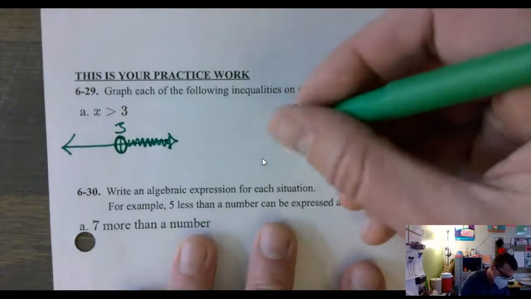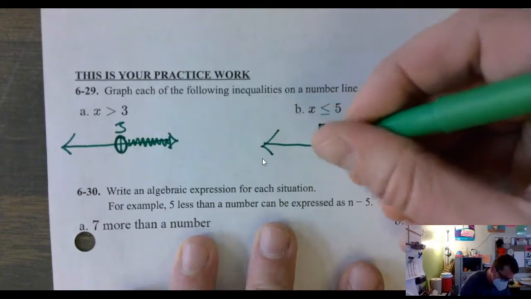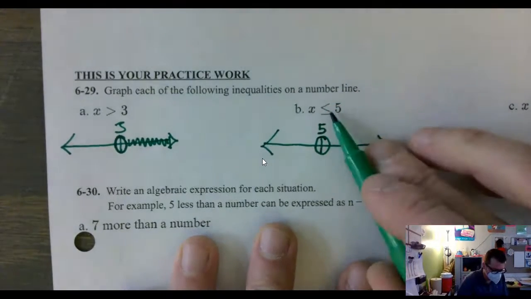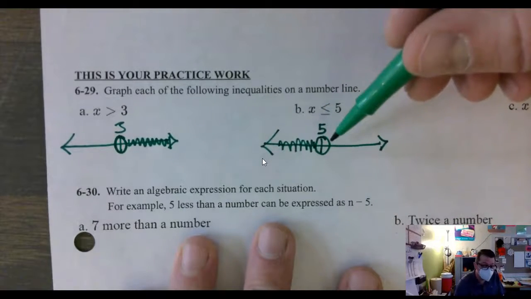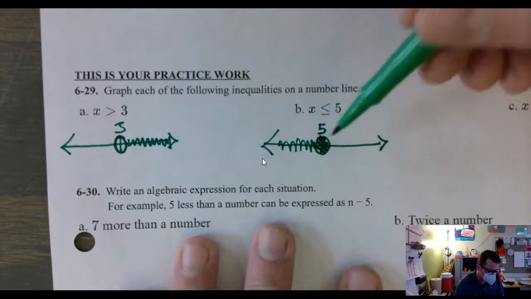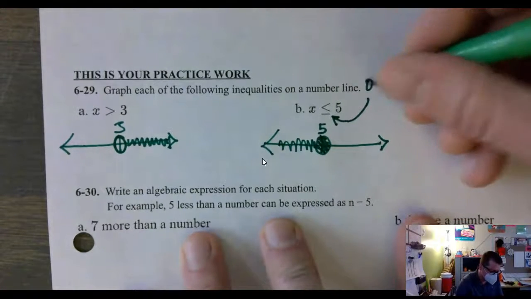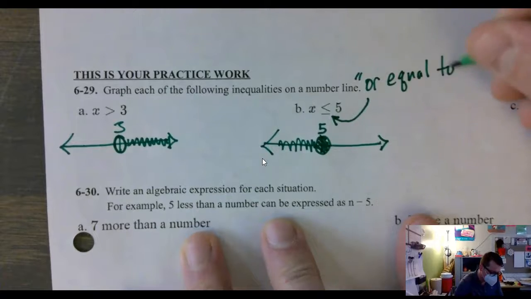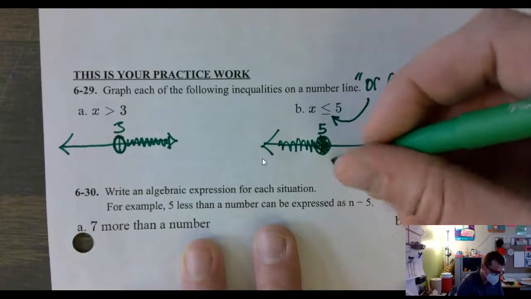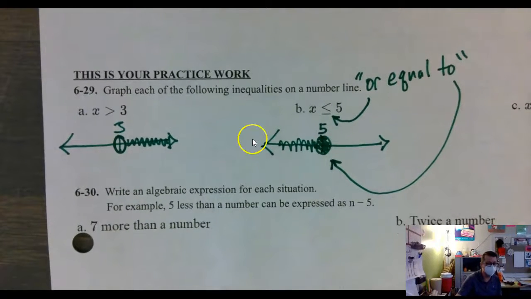So over here, I'm going to mark my 5. I'm going to circle the 5. I'm going to shade less than. But then we also fill in our circle because of the or equal to. And if you need to make yourself a reminder that says or equal to, and that is why we shade in the circle, make that reminder for yourself. When it's or equal to, we fill it in.